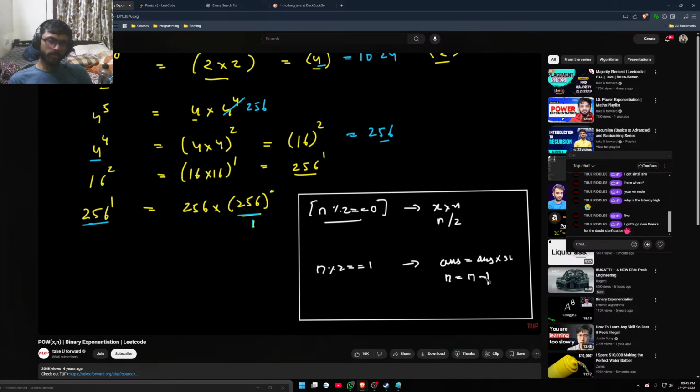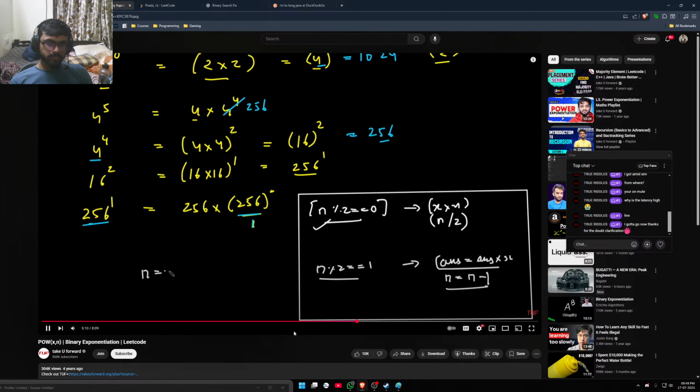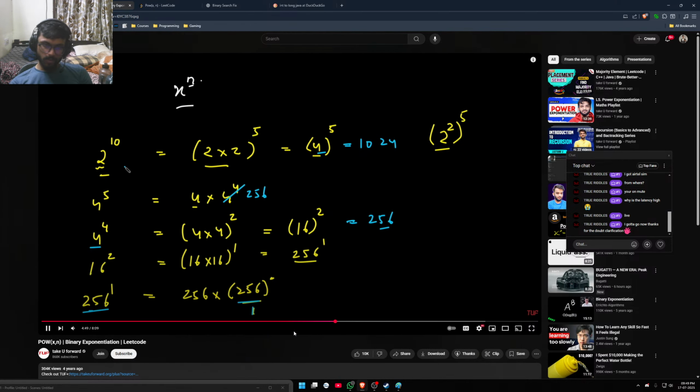So what did we observe over here? Whenever the power was even, we multiplied x into x and we divided n by 2. And whenever n was odd, we multiplied the answer with x and we reduced n by 1. And ultimately, whenever our n was 0, we stopped. That gives our ultimate answer for 2 to the power 10.